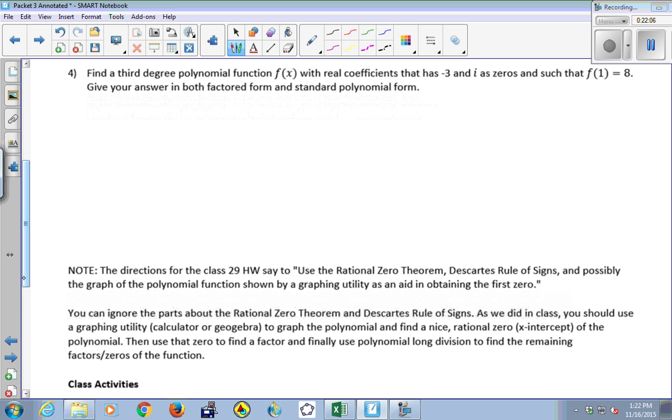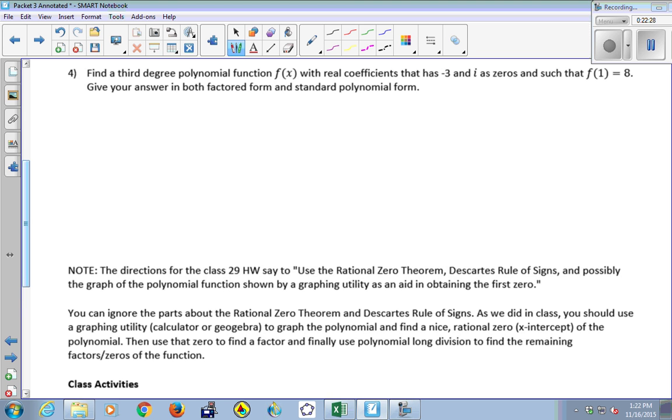All right, so one more example we'll do together. I want to find a 3rd degree polynomial that has real coefficients, and it has -3 and i as zeros, and f of 1 equals 8. So I want to put it in factored form and standard polynomial form.